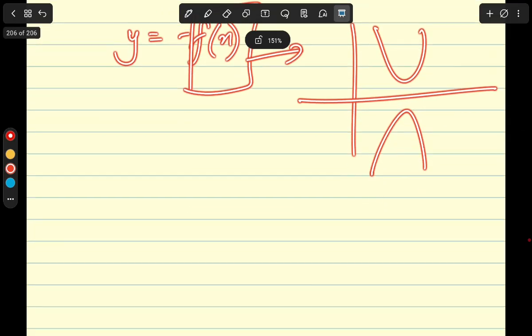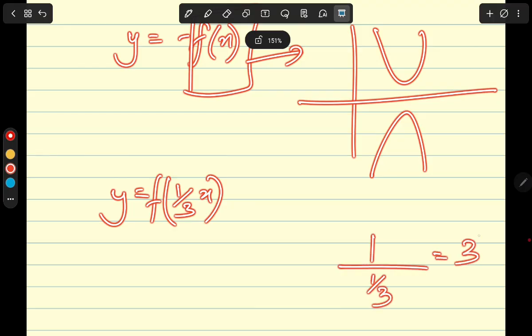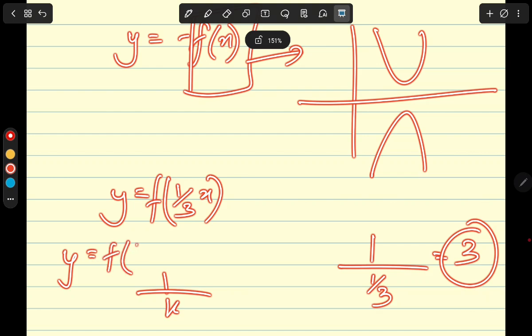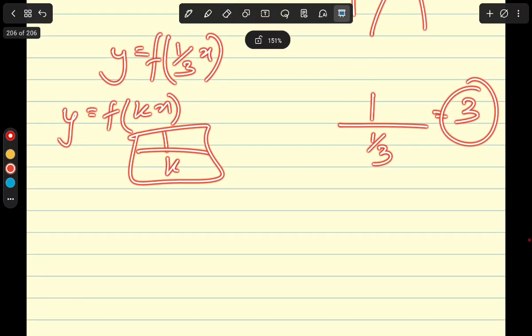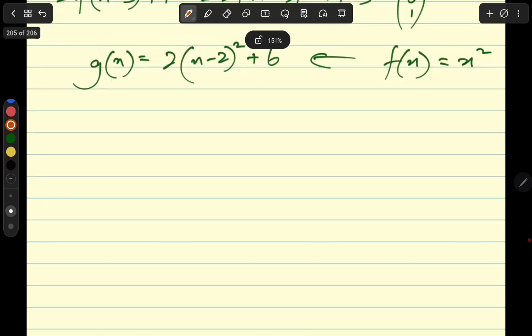Now in horizontal stretch factor, if this is y equals f of 1 upon 3x, then all the input values are going to be multiplied by stretch factor 3, which is 1 upon k. Like I told you earlier, if the stretch factor is k, then the input values get multiplied by 1 upon k, right? And the last very important thing is that students usually mess up the transformation order.